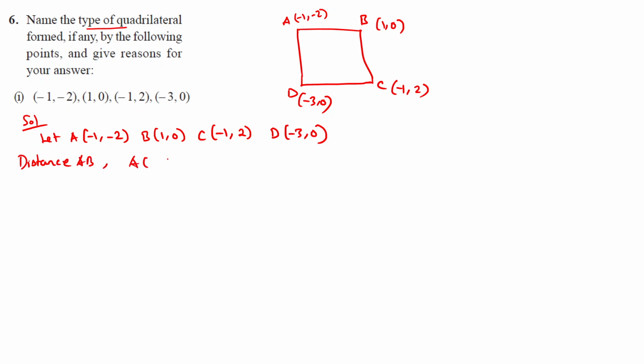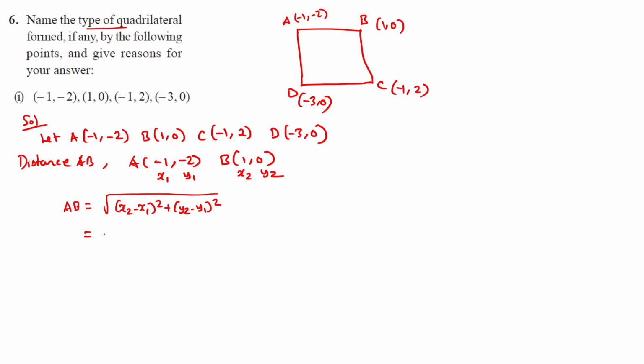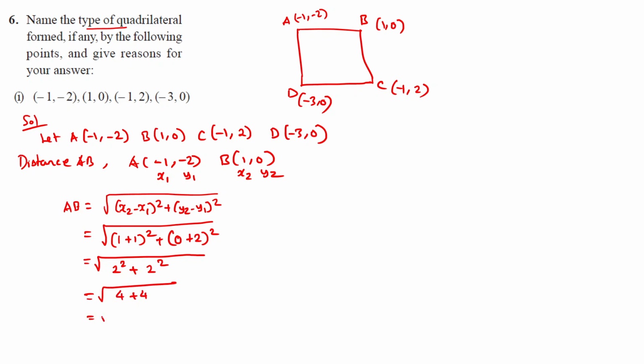AB. So what are the coordinates? A is minus 1 comma minus 2 and B is 1 comma 0. This is x1, y1 and this one is x2, y2. So distance formula, AB is equal to root of x2 minus x1 whole square plus y2 minus y1 whole square, which is equal to square root of 1 minus of minus 1 plus 1 whole square. Listen, x2 is 1, formula we are having minus and x1 is already minus 1, so minus of minus is plus 1 whole square plus y2 is 0 minus y1 is minus 2, so minus of minus is plus 2 whole square, which is equal to square root of 1 plus 1 is 2 square plus 0 plus 2 is 2 square. We will have root of 4 plus 4, that is equal to square root of 8.